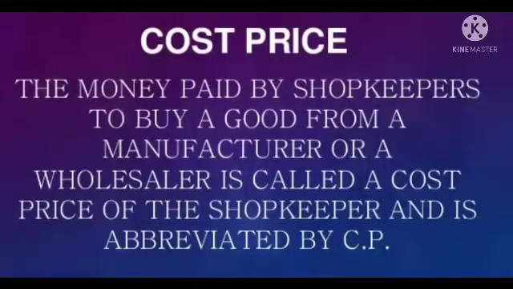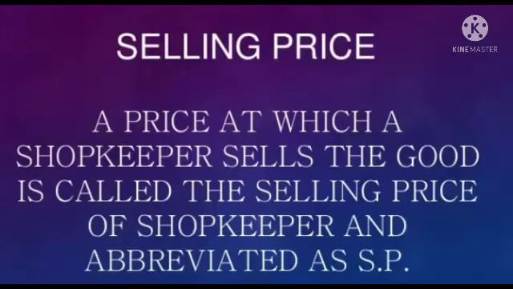Cost price. The money paid by a shopkeeper to buy a good from a manufacturer or a wholesaler is called the cost price of the shopkeeper and is abbreviated as CP. Selling price. The price at which a shopkeeper sells the good is called the selling price of the shopkeeper and abbreviated as SP.